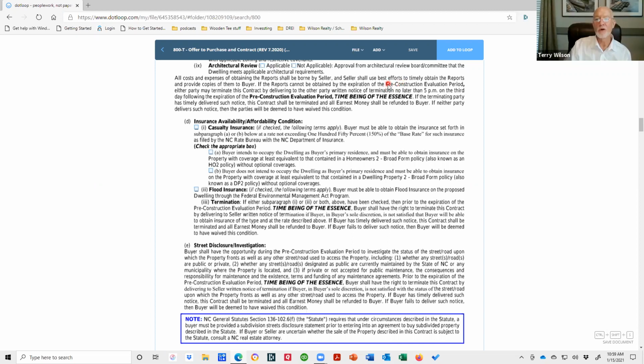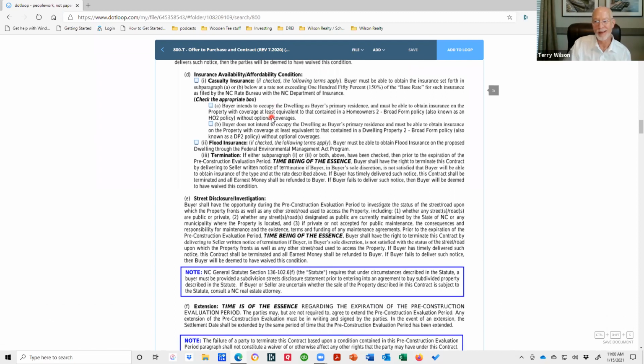Well, again, I'm going to put my lawyer hat on for a second, even though I'm not a lawyer. I understand what you're saying, Scott, and I tend to agree with you, but here's the problem. If the reports cannot be obtained by the expiration of the pre-construction evaluation period, it makes no mention of time is of the essence. That's true. So they could argue, I missed the deadline, but since there's no time is of the essence, I get my 3 days. Yep. But I wouldn't want to have to play that game. But you make a very good point.